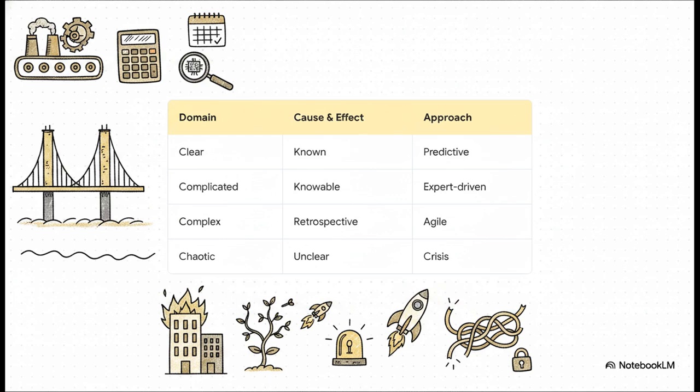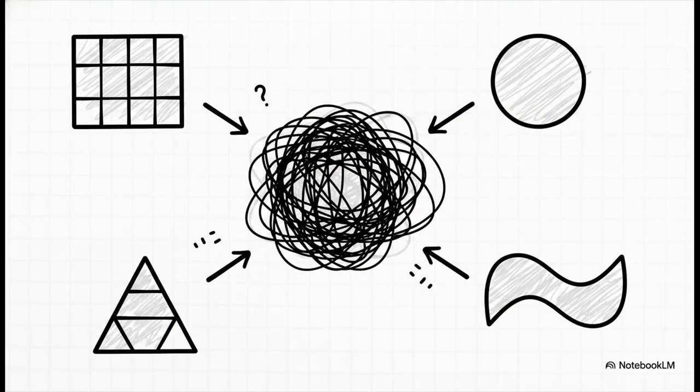There's zero time to probe or analyze. You must act first just to stabilize things, then sense, then respond. This is pure crisis management. But wait, there is a 5th domain, and honestly, it's perhaps the most important one to recognize.